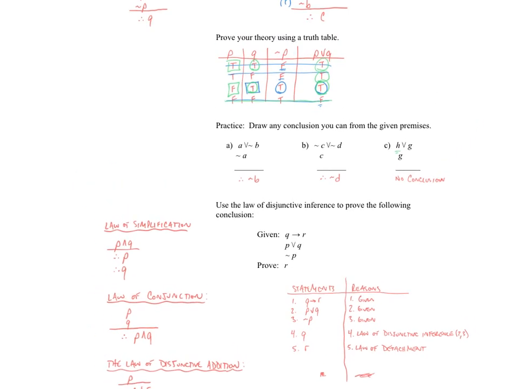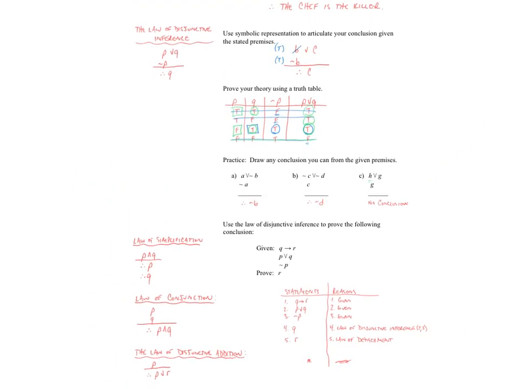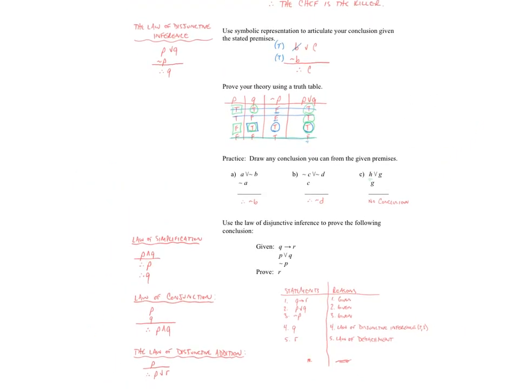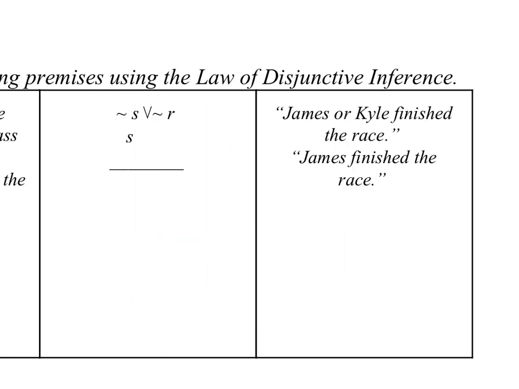We will not use them as often as we'll use the law of disjunctive inference, but they are laws that you can use. So let's just do a couple practice problems. All right, so taking a look at this first example, if you are given the premises not S or not R, and S, what can you conclude? I'll pause and let you answer.